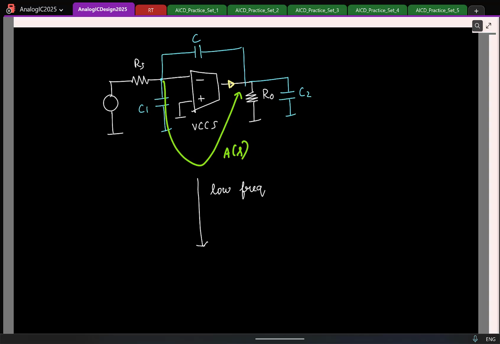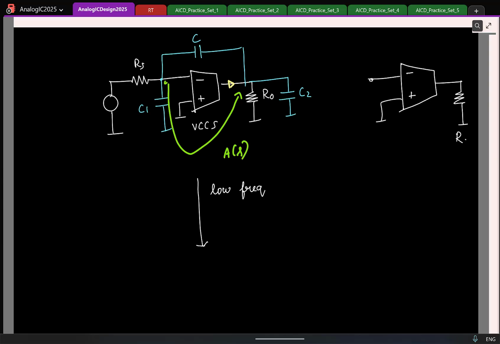At very low frequencies, what can you say about the capacitors? They can be treated as an open circuit. Let me actually mark it clearly. This is from this node to the output. So which means if I redraw the VCCS alone, this is what I'll have without the capacitors.